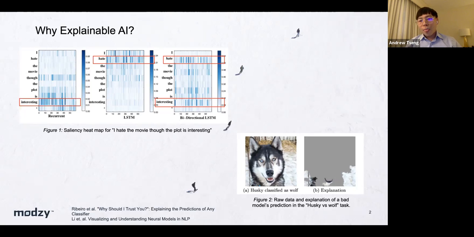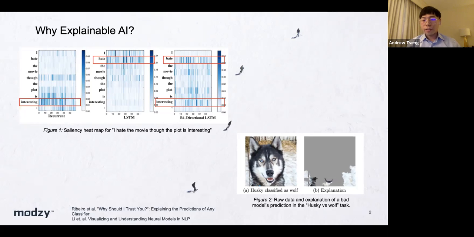The problem is that the authors tried to understand why those models think that this movie review is negative. It turns out that the first model, the recurrent neural network, thinks that interesting is the key word that leads to negativeness. In LSTM, it turns out to be the word hate. But the bidirectional LSTM tries to balance between hate and interesting, which is more like a human. So if I were the one selecting a model, which one would I trust? I would trust the last one. So explainable AI helps us do model selection.